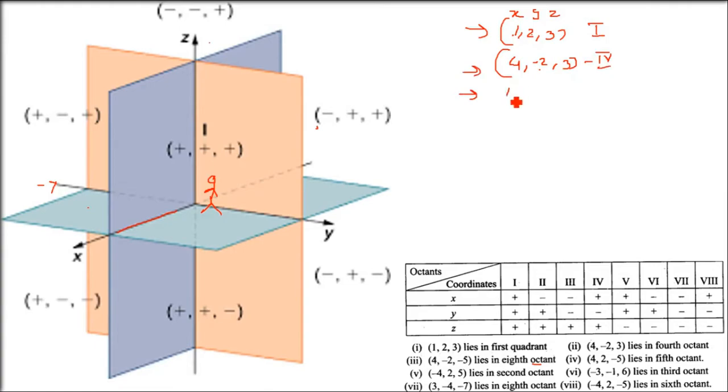It's the fourth quadrant. Now if I ask you 4, minus 2, minus 5, X is plus with your reference. X is plus, so you're talking about this. How about Y?